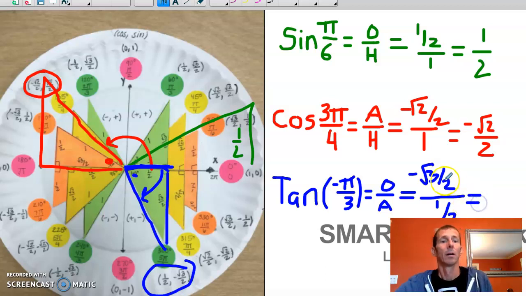Well, negative rad 3 over 2 divided by 1/2 is the same as multiplying by the reciprocal. So what happens to us, and I can show this a little bit more mathematically in class, those 2's cancel because dividing by 1/2 is the same as multiplying by 2. And those are gone. I'm going to scribble them out. So my final answer, even though it's the wrong color, is negative rad 3.